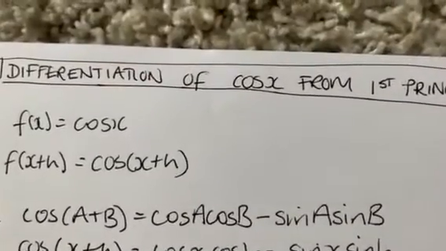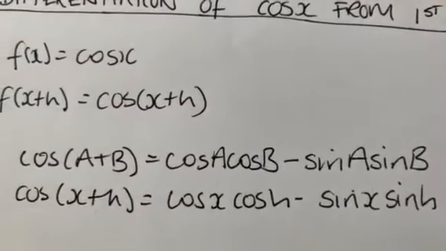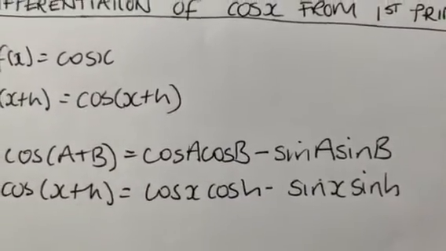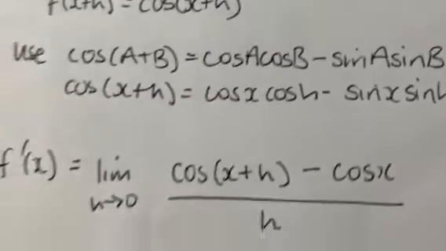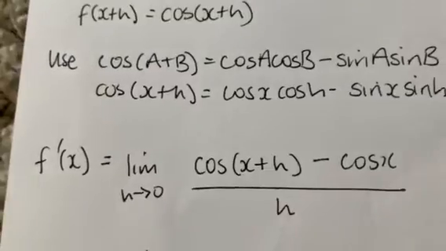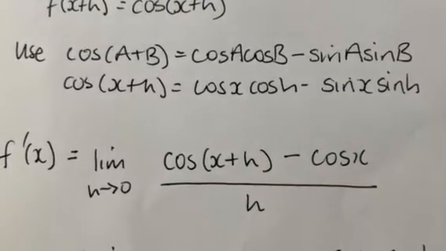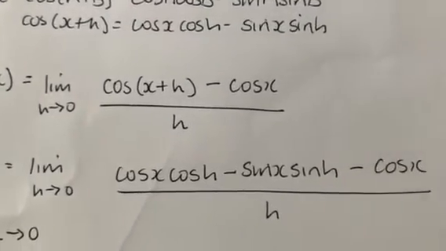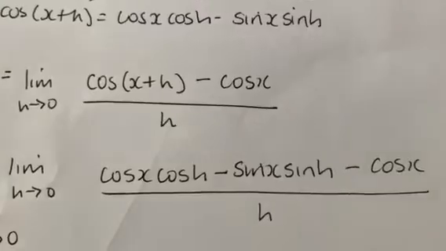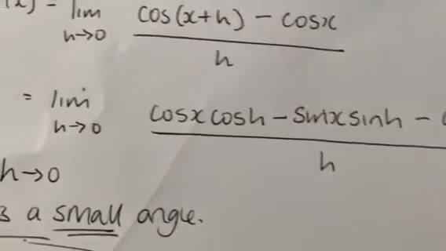Using your addition formulae, that again is on your formula booklet, you can rewrite cos of x plus h. So that's going to be cos x cos h minus sin x sin h. So I'm going to substitute that into my differentiation from first principles formula. I then expand that bracket of cos x plus h, as we've done earlier, and then I am going to consider h tending to 0.